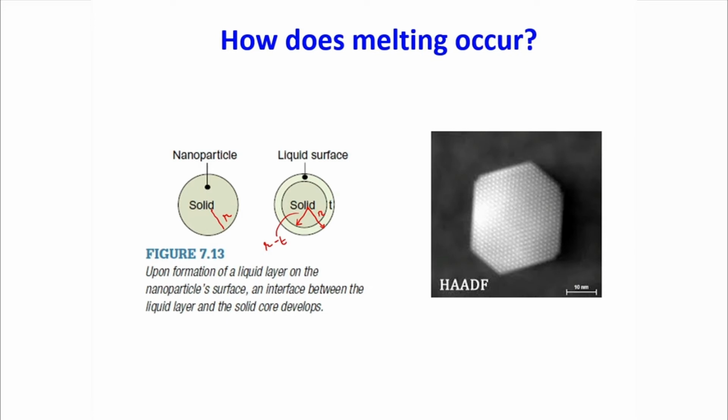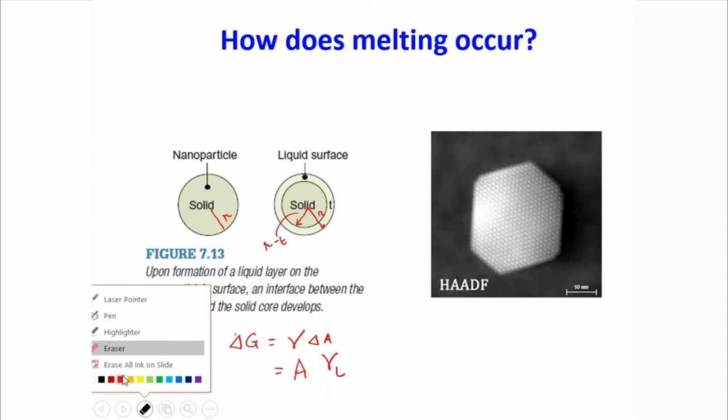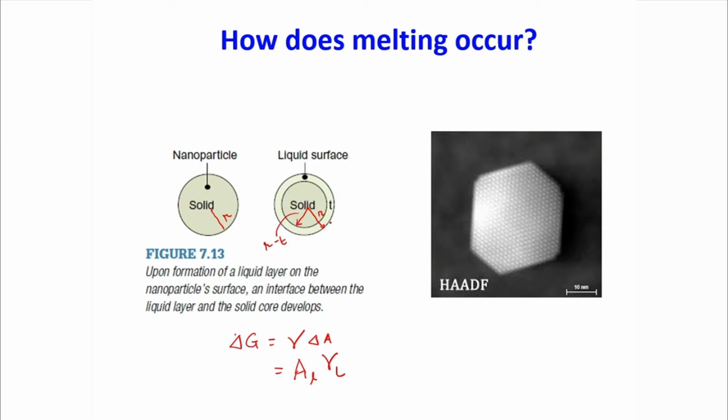When it starts melting, it forms a liquid layer on the surface of the particle, and the liquid layer has a specific thickness T. Okay. So now obviously, delta G is gamma delta A, right. So, these can be expanded, then what? A_L gamma_L. Okay. What is A_L gamma_L? A_L is the area of the liquid which is formed, and gamma_L is the interface energy of the liquid.